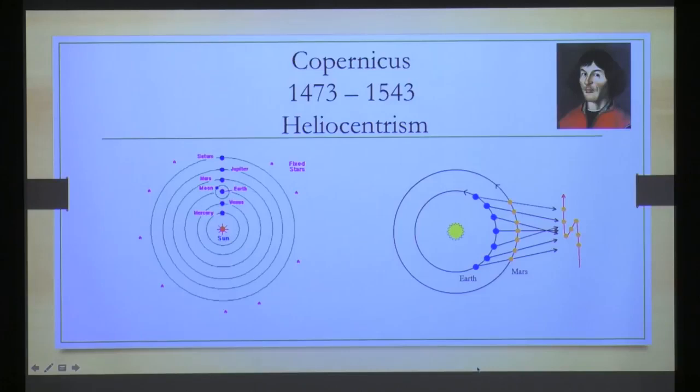Now, it is very important for you to know two things. First, that Copernicus was not a great mathematician. He put the sun in the middle and he put circles around it because it made sense for him aesthetically. It was beautiful.